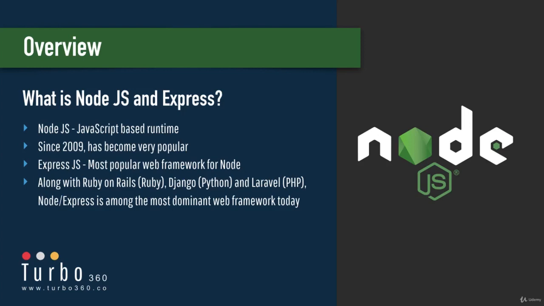Express.js is called a web framework that makes it possible to create Node applications quickly and easily. Sometimes Node is referred to as a framework. It's not. Node is a runtime. It's an environment. And Express is a framework that is used on the Node runtime.